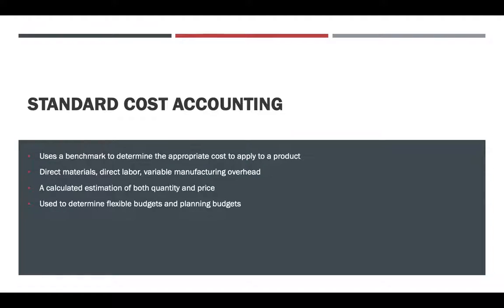Standard cost accounting is a costing method used to account for the costs of products, operations, or jobs based on a benchmark for direct materials, direct labor, and manufacturing overhead. Standard costing uses standards, budgets, or estimations to determine the appropriate cost to apply to the product or job. These standards that are determined are then compared to the actuals at the end of a period.